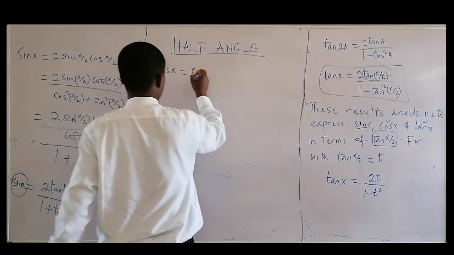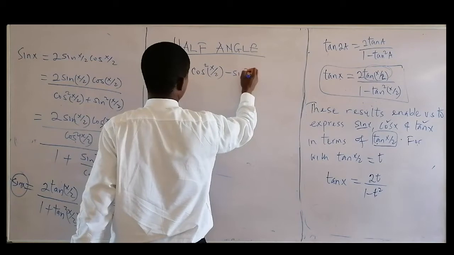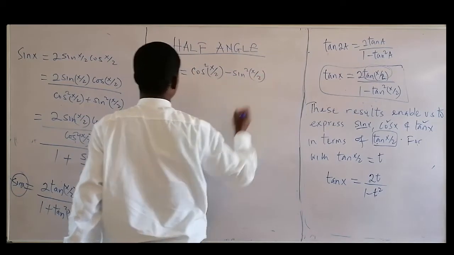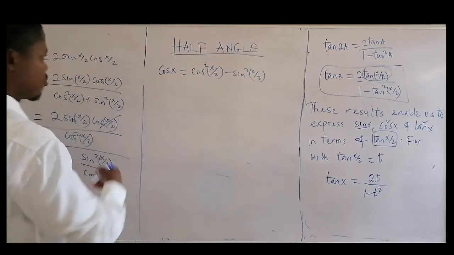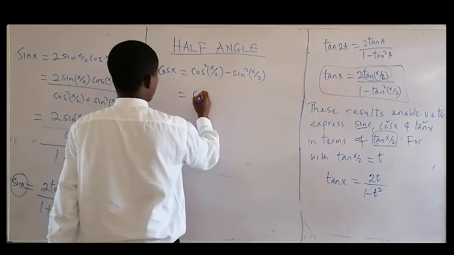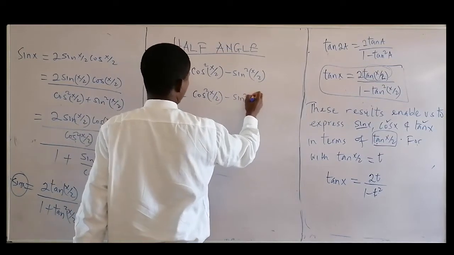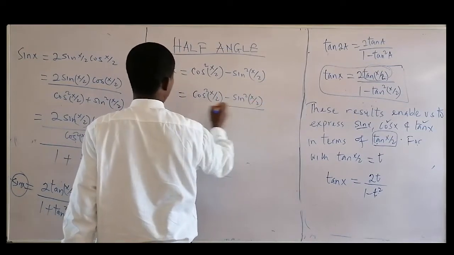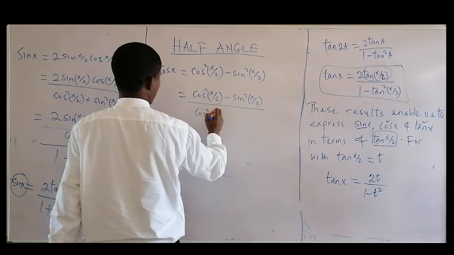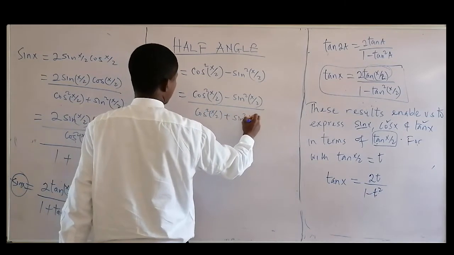Cos square x over 2 minus sine square x over 2. You know that. Then can we also divide by 1? So that will be equal to cos square x over 2 minus sine square x over 2 all over cos square x over 2 plus sine square x over 2.